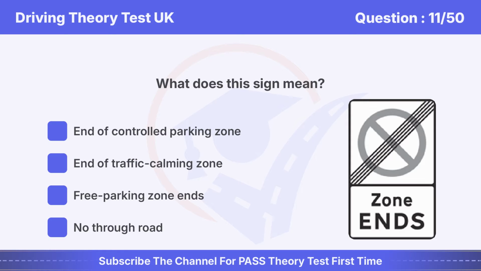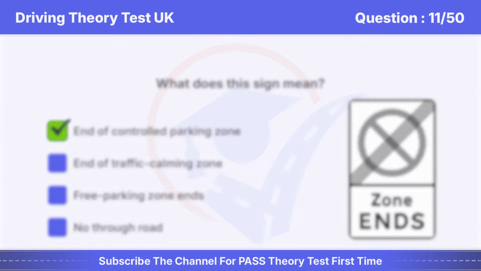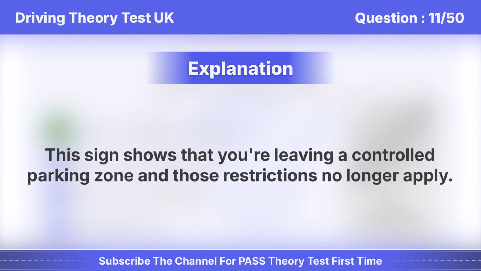Question 11. What does this sign mean? Answer is A. End of controlled parking zone. This sign shows that you're leaving a controlled parking zone and those restrictions no longer apply.